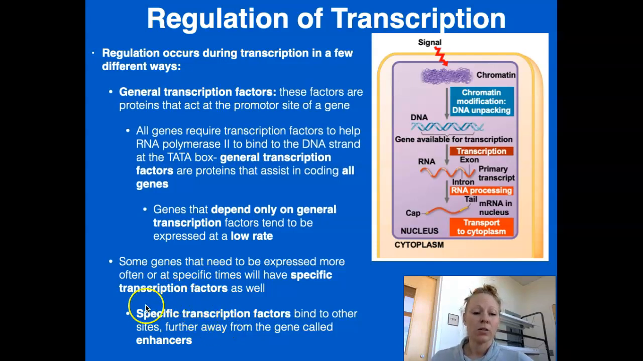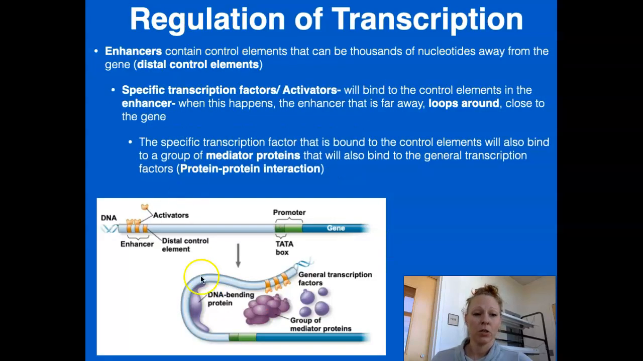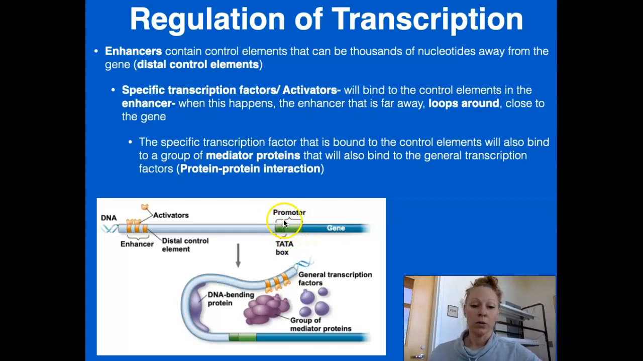These specific transcription factors of highly specialized cells are going to bind to a site that is far away from the operon. It can be thousands of nucleotides away. Let's take a peek at a picture. Here is our promoter region, the top box, and our gene. Right here is our operon that we've been talking about, and this is where our general transcription factors are going to attach.